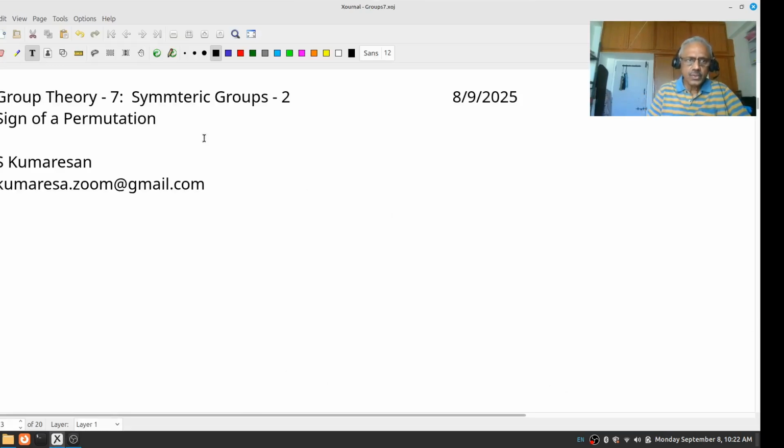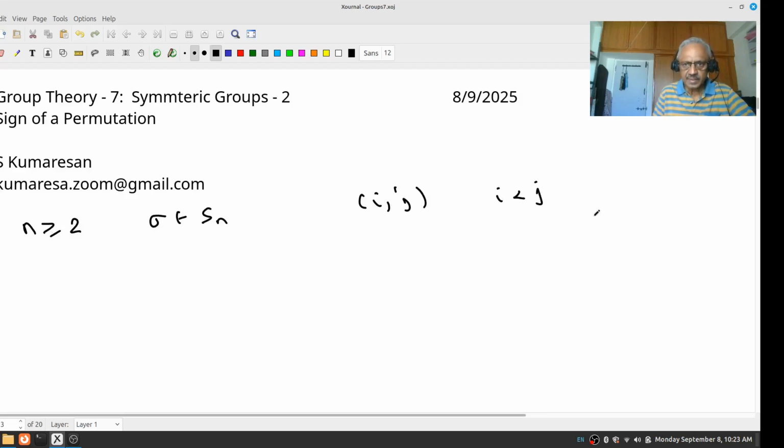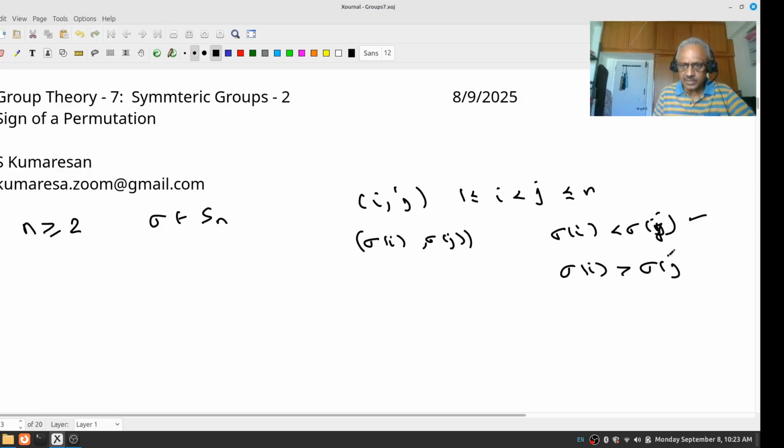So, as usual, n is greater than or equal to 2 and sigma is in Sn. Now, let us look at the ordered pair i, j with i less than j, of course 1 less than or equal to i, less than or equal to n. Then I look at the corresponding ordered pair sigma i, sigma j. It may happen that sigma i is less than sigma j, then it's okay. But if sigma i is greater than sigma j, notice that they cannot be equal because i and j are distinct, and sigma is a permutation, in particular a bijection, and one-to-one. Therefore, sigma i and sigma j are distinct. By the law of trichotomy, either sigma i is strictly less than sigma j or sigma i is strictly greater than sigma j.